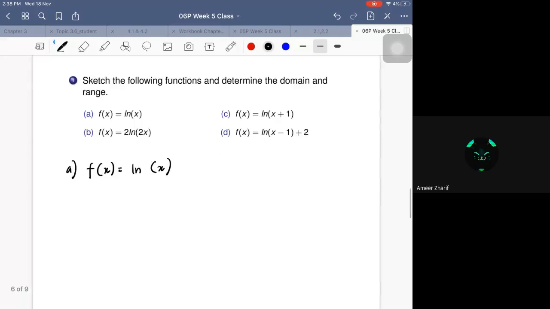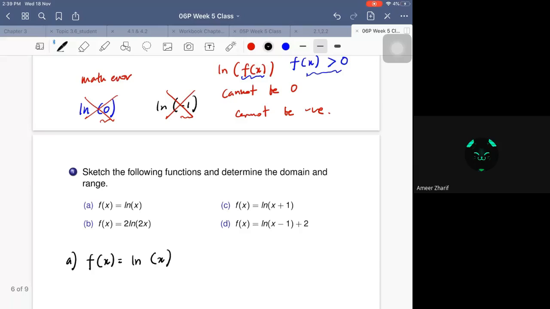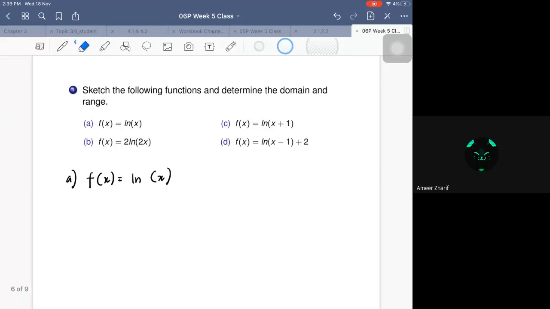So for A, I have a very simple function, which is f of x is equal to log of x. Before we sketch, first of all, we need to know what the domain is. As I mentioned before, whatever goes inside the bracket must be greater than 0. So the domain is anything where x is greater than 0. Is 0 included? No, because you cannot have log of 0. So the domain is a round bracket, not including 0, and it could go until infinity.